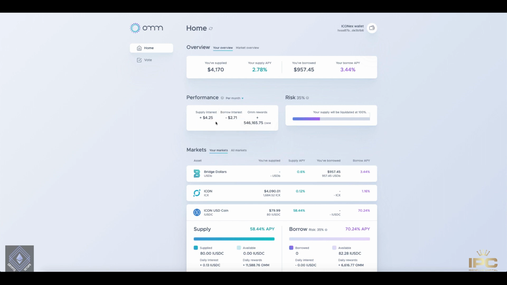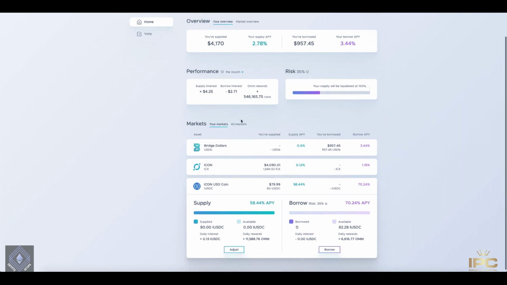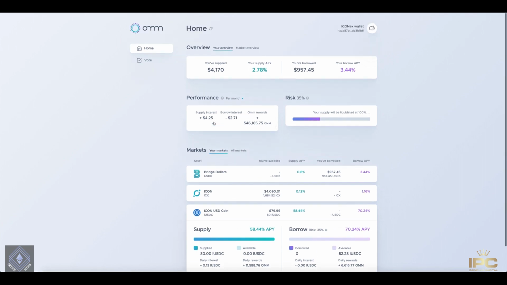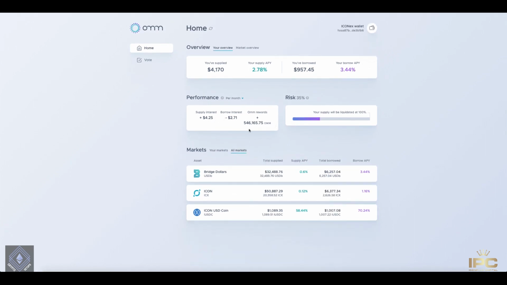You can kind of, based on what you're doing, see how much I would earn per month, and how much interest and the tokens I would earn, and you can see my risk ratio over here as a whole. And if I go to all your markets, so that's a very quick overview on how you can use the OMM protocol, how you can supply your assets, how you can borrow, and a quick example of trying to capitalize on opportunity that I saw in the market and the various things you can do with it.